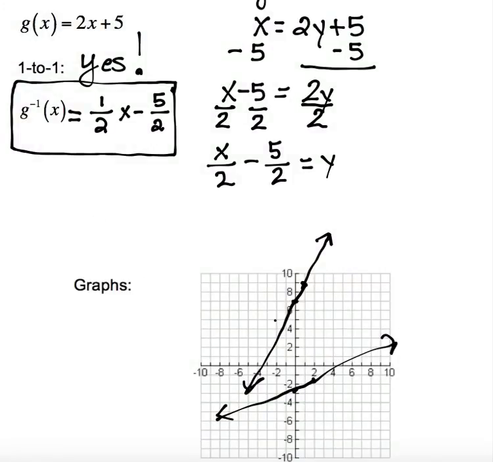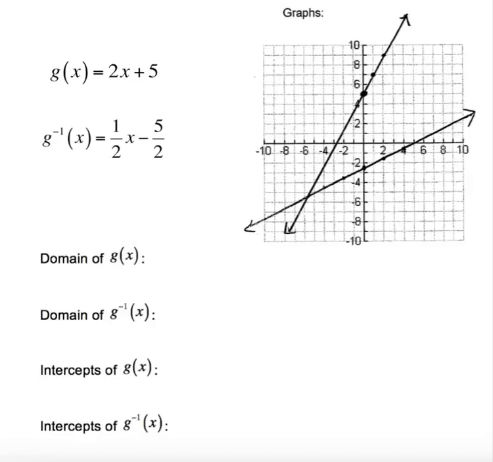The graph doesn't look very nice, so I went ahead and made another graph that's a little bit neater to look at. My original function was g of x equals 2x plus 5, and I have that right here. Then my inverse that I just found was g inverse of x is equal to 1/2 x minus 5/2. You see I graphed both of those, and it's a little bit neater on here.